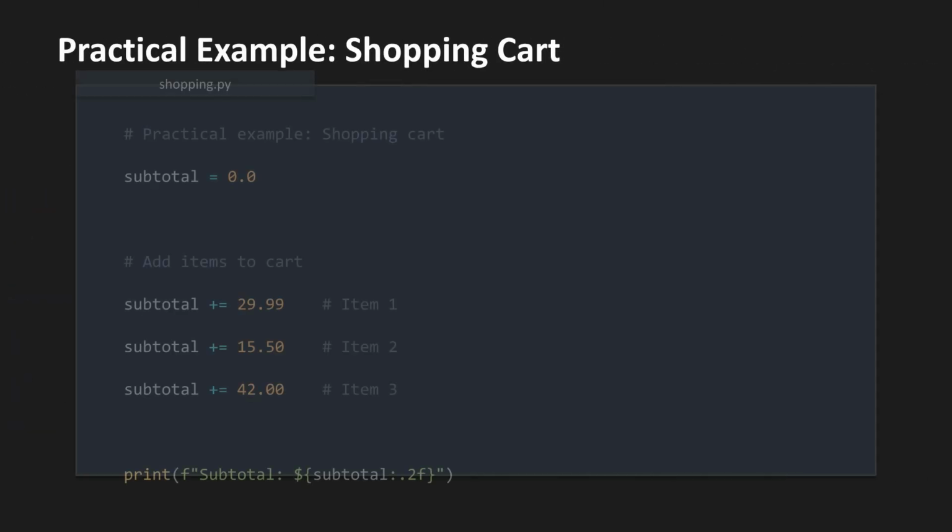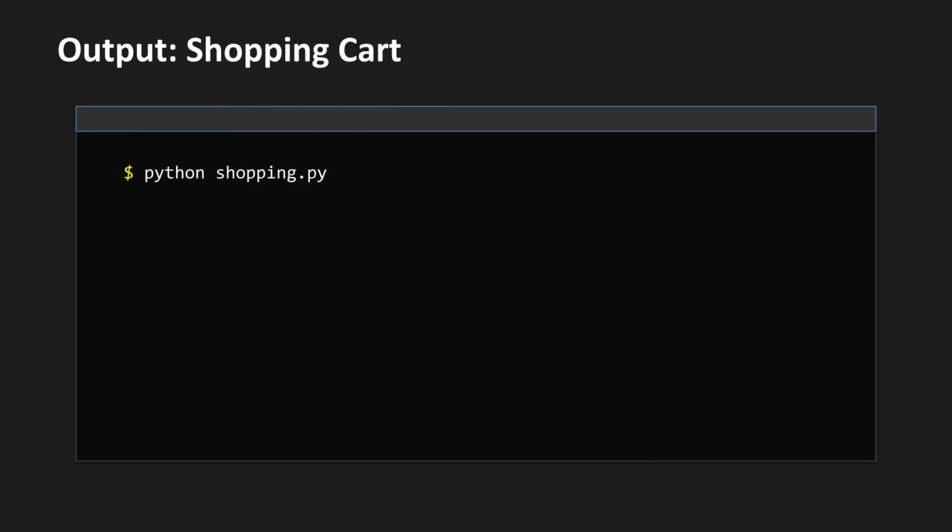Let's look at a practical example in a shopping cart scenario. We use the addition assignment operator to add the cost of 3 items to the subtotal. Then, we calculate a discount and use the subtraction assignment operator to update the subtotal. The output first shows the total subtotal after adding all items, $87.49. After applying the discount, the final price is $78.74.